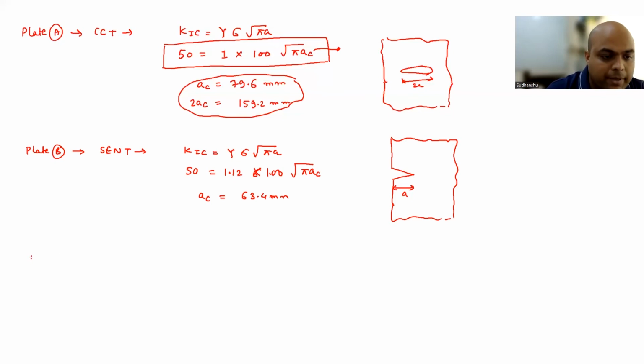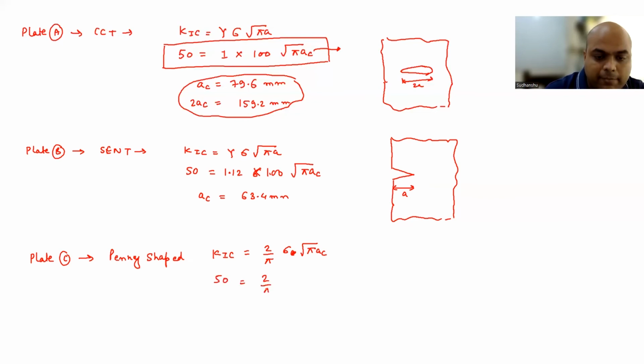Okay. Now plate C, which is penny shaped. K1C is 2 by pi sigma C root pi AC, and the applied stress is the same, so I'll just remove C here. So K1C is 50, 2 by pi into 100. So we can calculate what is AC, and AC will come out to be 196 millimeter.